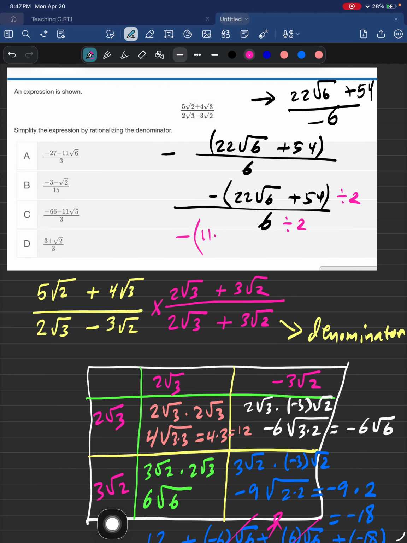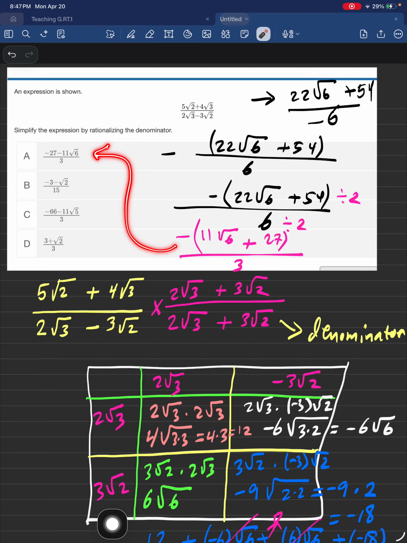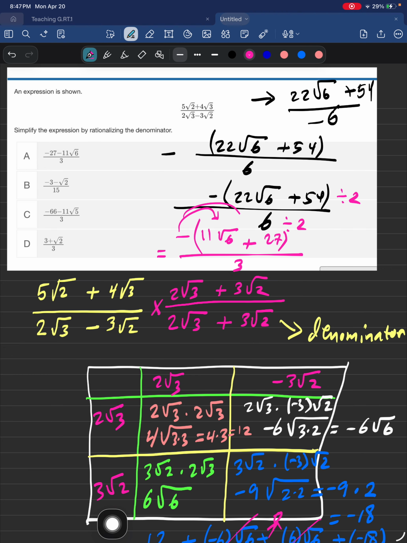Okay. Now with 11, you keep the square root of 6 the same, plus. Now 54 divided by 2 is 27. Okay. Now 6 divided by 2 here is 3. Now you can see that it's so close now to A, but the negative is outside. If you distribute the negative, you will end up with negative 11 square root of 6, then subtract 27, and divide it by 3. Rearrange the numerator and you can get something like this: negative 27 minus 11 square root of 6, divided by 3.